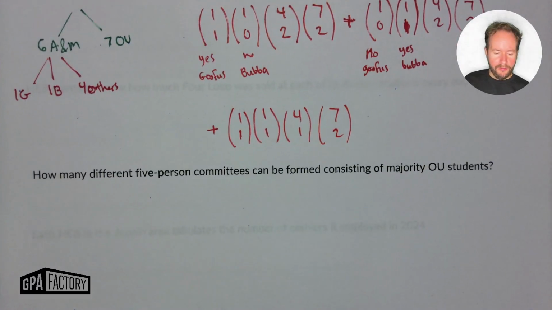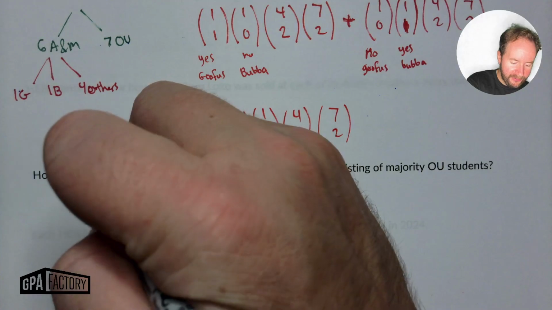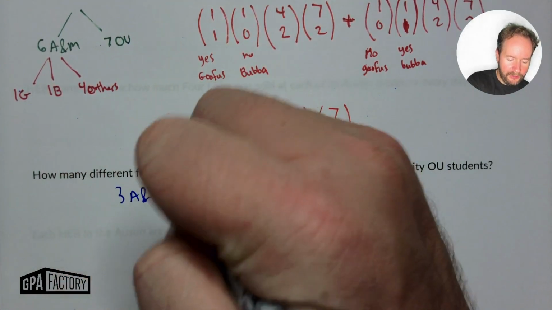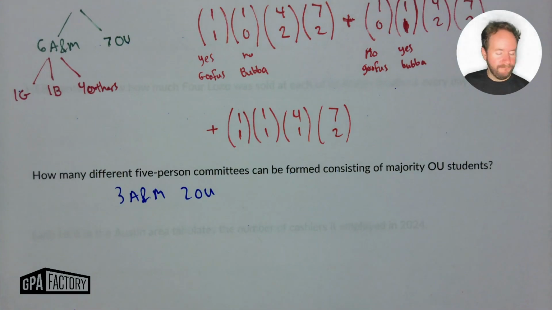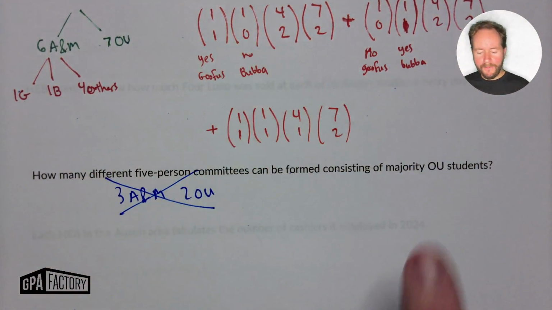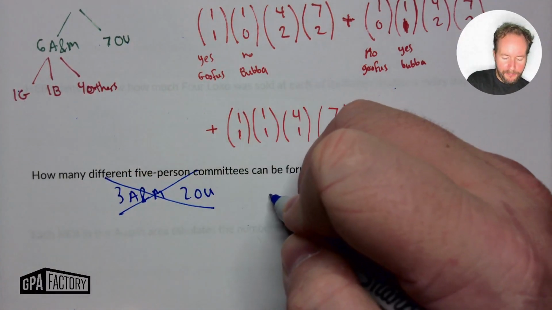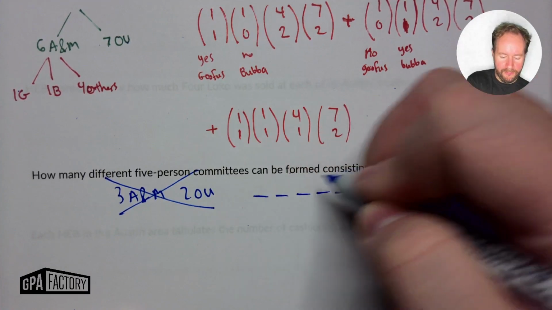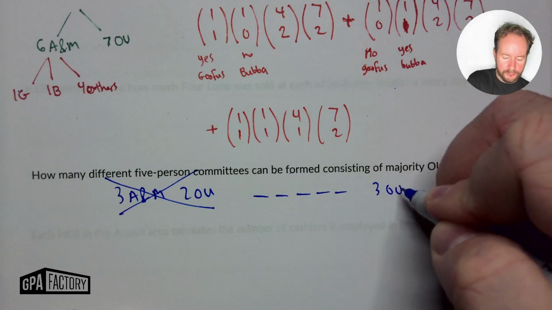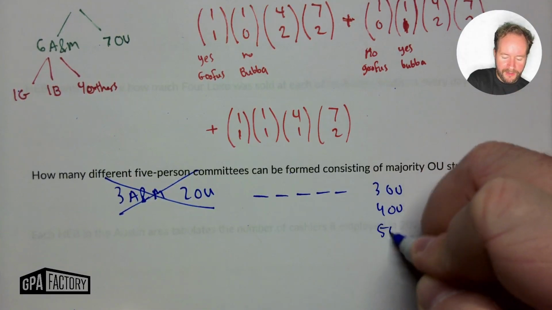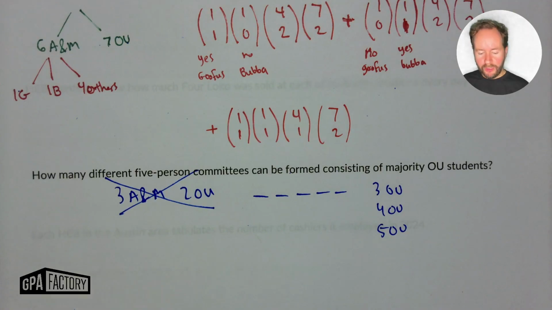Last one. How many different 5-person committees can be formed with majority OU students? Now we're not restricted to 3 A&M and 2 OU. We're not doing that anymore. This is gone. Now we're doing majority OU. Well, how can that happen? In a 5-person committee, it's got 1, 2, 3, 4, 5. You could have 3 OU, you could have 4 OU, or you could have 5 OU. That would be majority, right? In a majority where there's 5 seats, majority would be 3, 4, or 5.